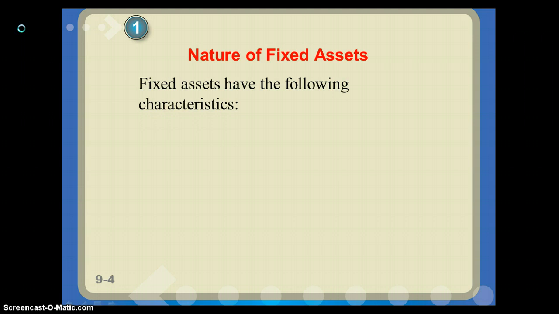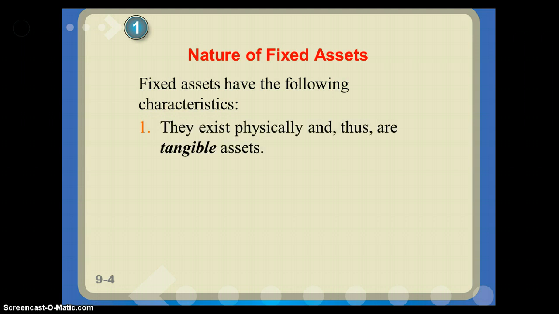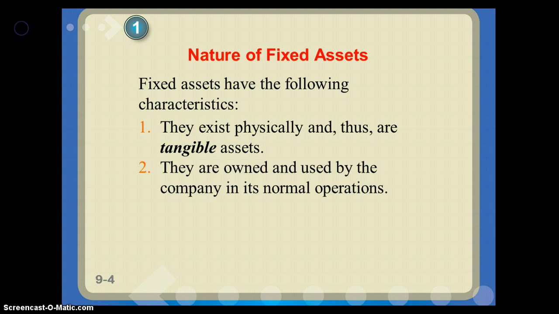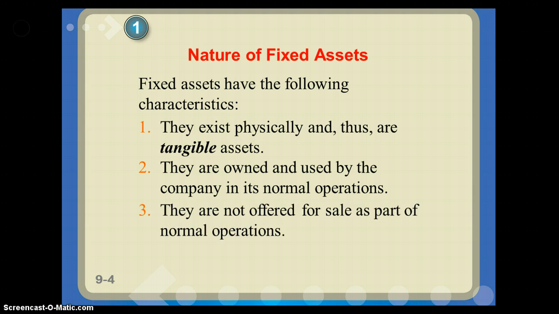Fixed assets have the following characteristics. First of all, they're tangible, so they're physical, you could pick them up, you can touch them. Second of all, they are owned and used by the company in its normal operations, something that you use daily, something that you need for the company to run. Also, they are not offered for sale as part of normal operations. So someone's not just going to walk in someday and say, hey, I want to buy that. That's not a fixed asset then. If it's something that's for sale, it's not a fixed asset.